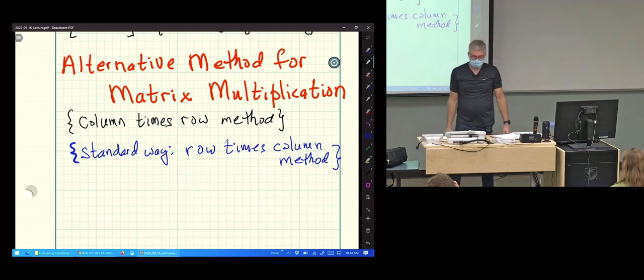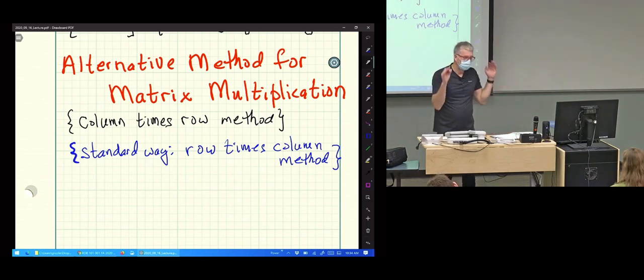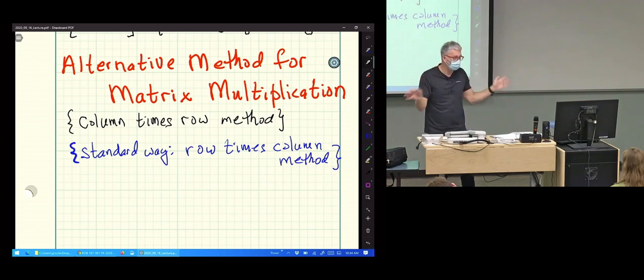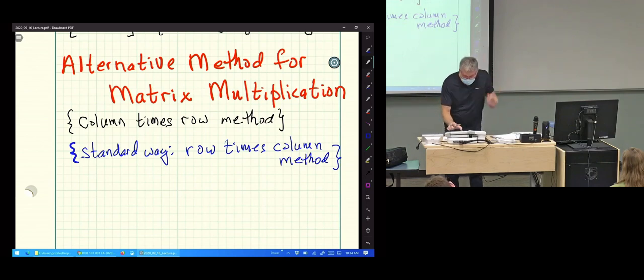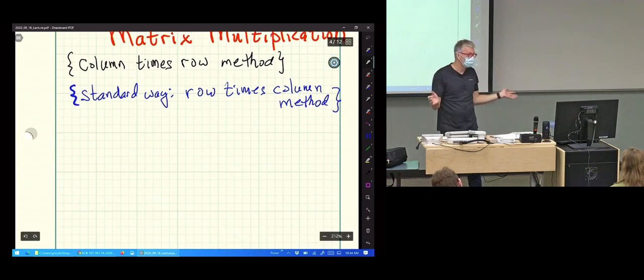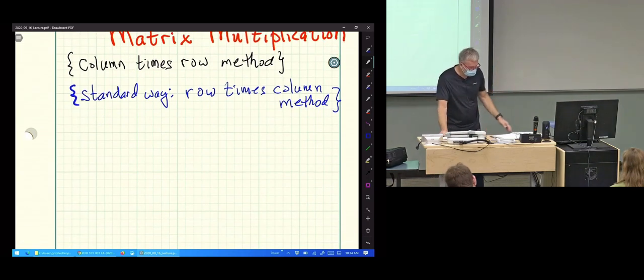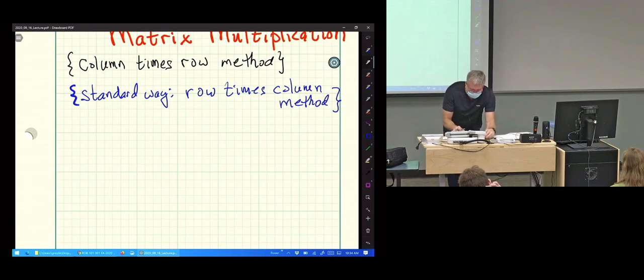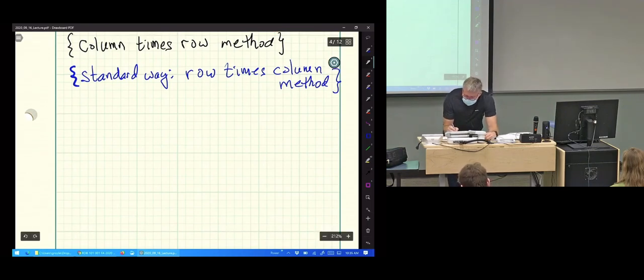Now, I would not be filling your heads with two ways to do matrix multiplication unless this is going to have a huge payoff for us. So I promise you, it's worth the mental energy, not just so that you feel special, but because of what you're going to be able to do really soon. So here's the method.